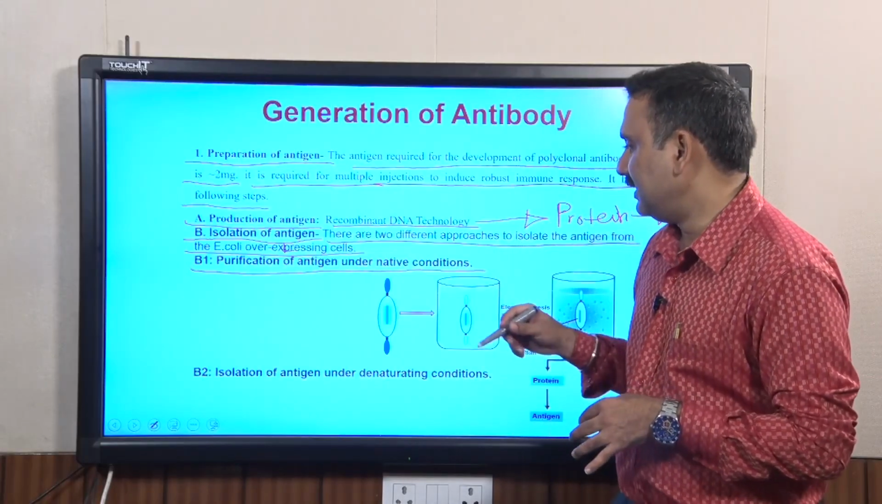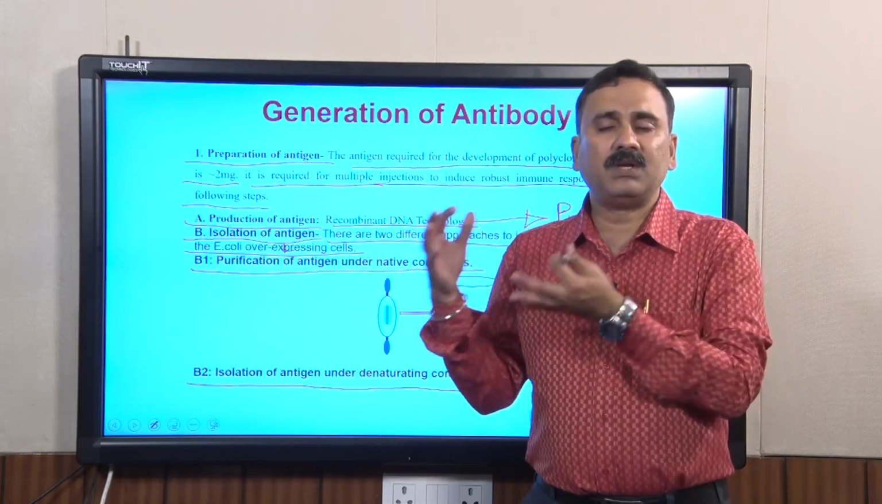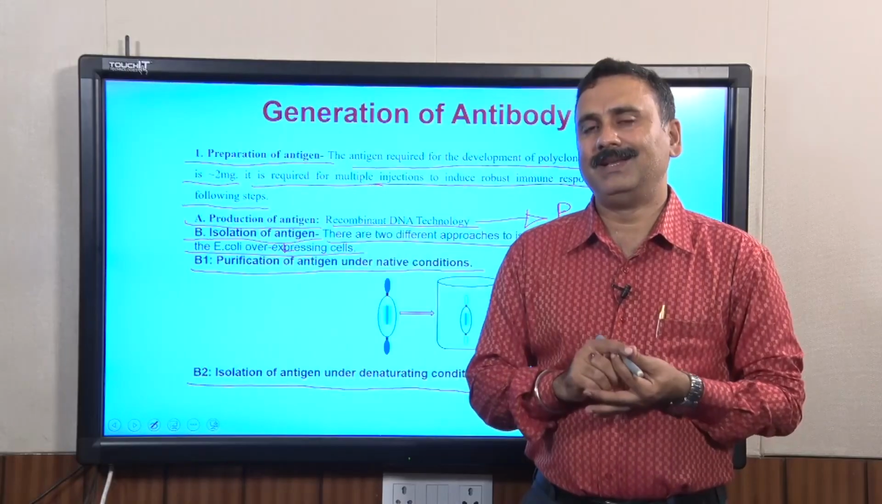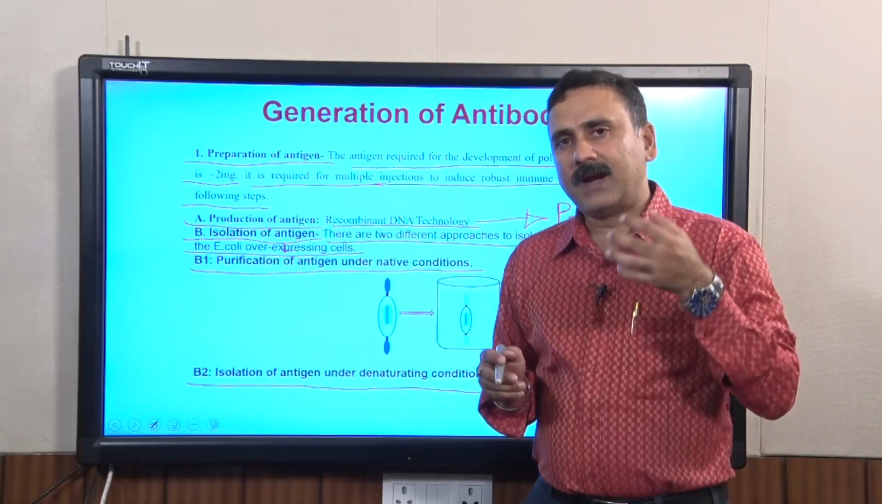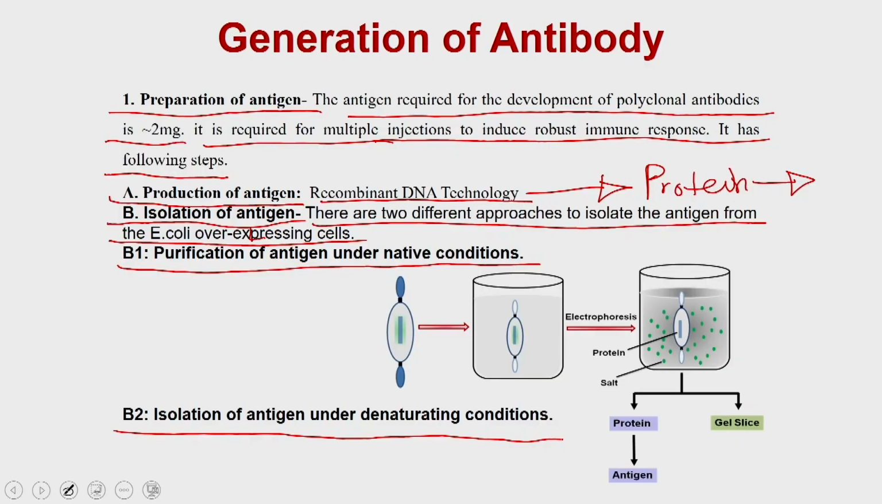The other option is that you can do isolation of antigen under denaturing conditions. You use this option when you are overexpressing the protein in E. coli, but the protein is not present in the soluble fraction, whereas the protein is present in the insoluble or pellet fraction. In those cases you cannot use any of the conventional chromatography to purify the protein, and in that case you will purify the antigen under the denaturing conditions.